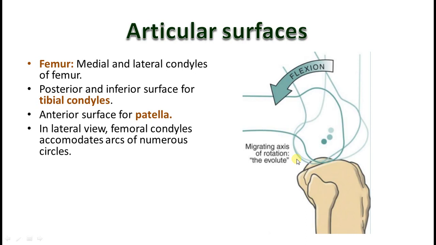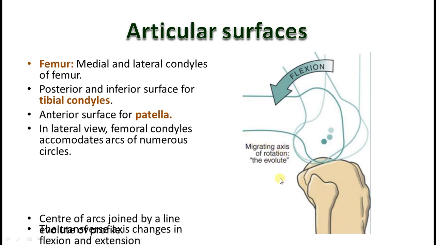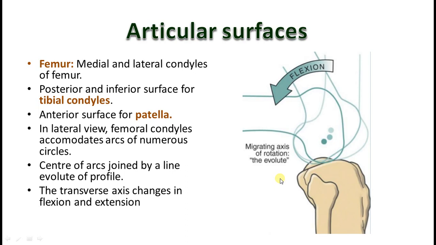Is that clear to you? Now you know what is evolute of profile. The migrating axis of rotation is actually called the evolute. So if you join all these arcs by a line, the transverse axis, as I told you, is going to change. From flexion it moves forwards, and in extension it moves backwards.